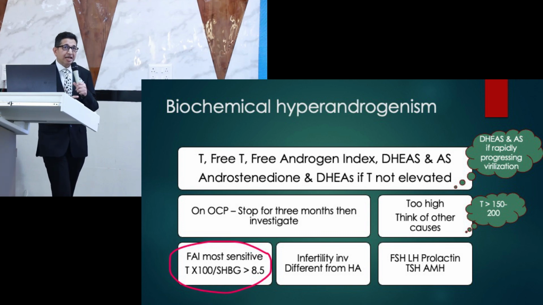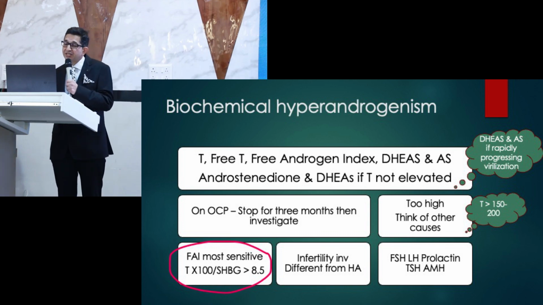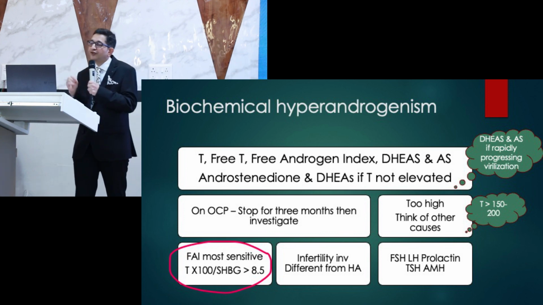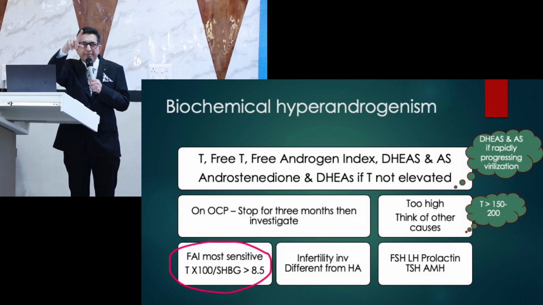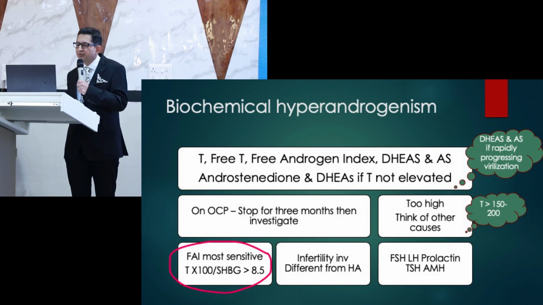Then there is a biochemical hyperandrogenism where testosterone levels are high, androgen index is high, and DHEAS and androstenedione levels are also high. Here you should remember few things. One thing you should know is the free androgen index is the most sensitive marker of PCO. Remember friends, free androgen index is the most sensitive marker of PCOS.